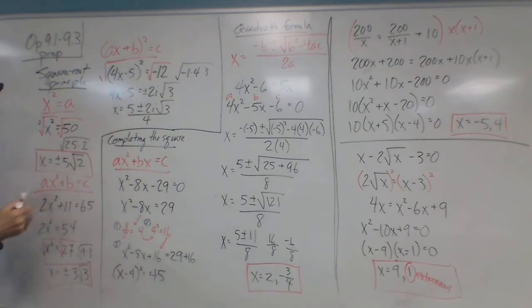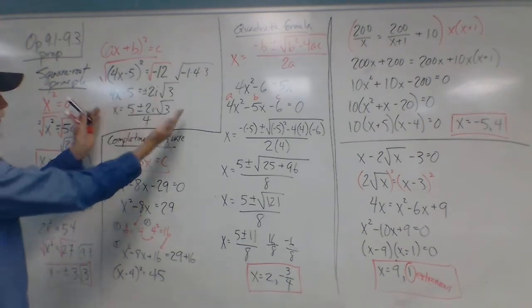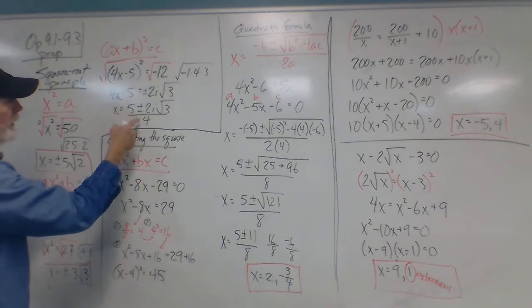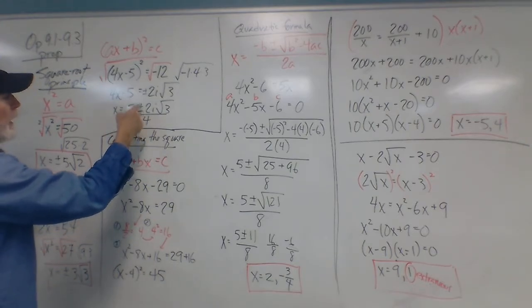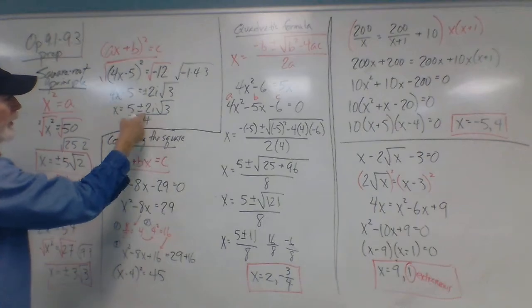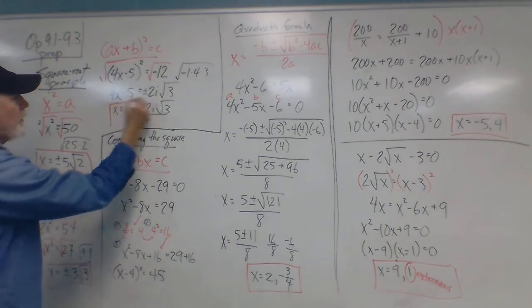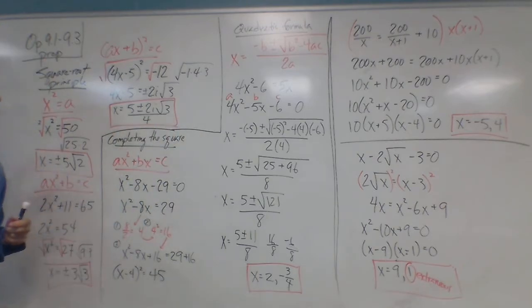And as far as I'm concerned, you can leave it like that. If you want to split it up into 2, you'd have 5/4 plus, and this would reduce, plus i square root of 3 over 2, or minus i square root of 3 over 2. You can do that if you want, but if you want to just leave it like that, that's perfectly fine.